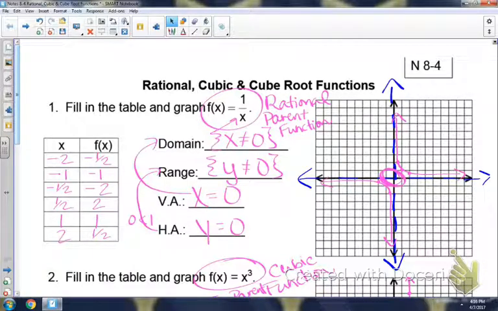Okay, once you finish the notes, then you'll have some more time to work on 8-4 again. So make sure that you're doing what you're supposed to be doing and working on the yellow sheet and on 8-4.